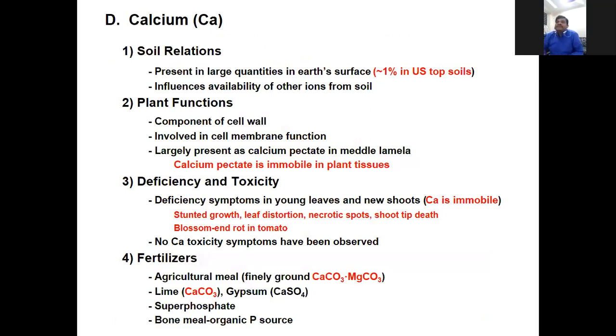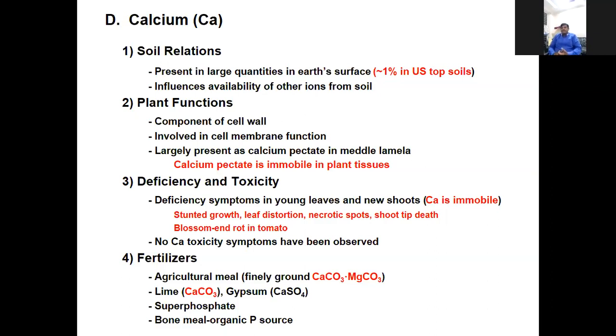Okay, let's start the deficiency symptoms of secondary macronutrients, that is, let's start with calcium. Function of calcium: it is a component of the cell wall, involved in various cell membrane functions, largely present as calcium pectate in the middle lamella. What are the deficiency symptoms? It appears on younger leaves and new shoots because calcium is immobile in nature. Then it shows stunted growth, distortion of leaf, necrotic spots, that is brownish and blackish spots, and shoot tip death.